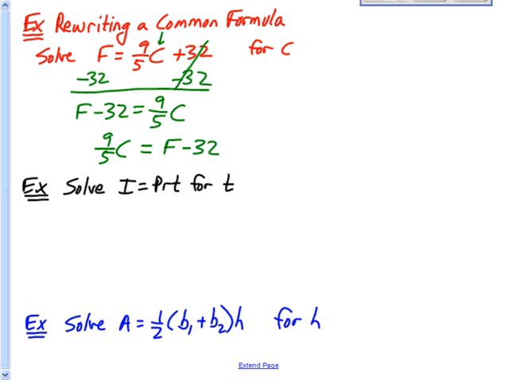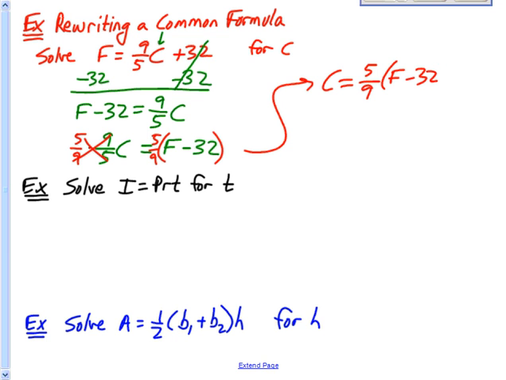Now we've got to get rid of the 9/5 there. So we multiply by the reciprocal, because we want this to be 1C, right? If we multiply by the reciprocal, that'll give us a 1. You notice that'll be 45 over 45, or 1C. Multiply this side, 5/9 times F minus 32. Okay, so we got C. C is 5/9 times F minus 32. Okay, and that's actually solved for C.